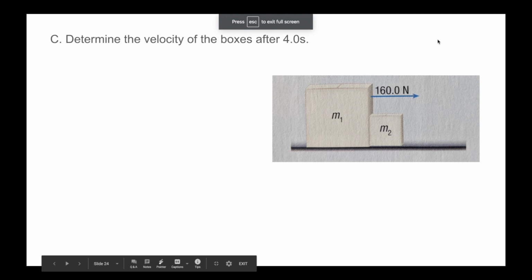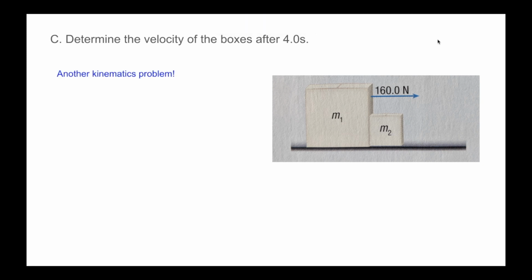Part C, determine the velocity of the boxes after 4 seconds. So once again, this has become a kinematics problem because we know the rate of acceleration now, and now we're dealing with another kinematics quantity in terms of the time. Remember, we need something else. We always need 3 quantities in order to solve a kinematics problem. So think to yourself, what is the third thing that we know?